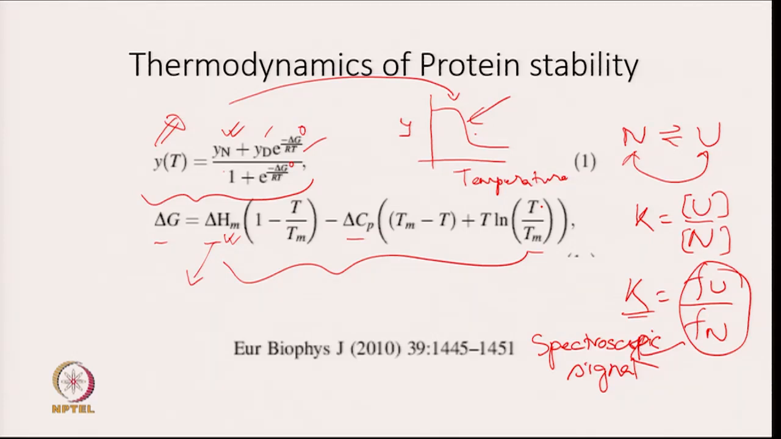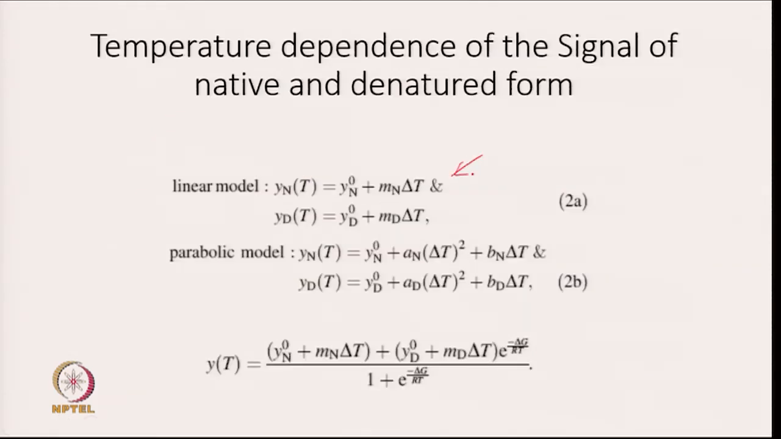So now we have delta G at a given temperature and delta H at a given temperature. So we can know delta S at the given temperature, and so we can tell whether this process N to U, if it is spontaneous, is driven by entropy or by delta H, that is, by enthalpy. We also need to know that Y_N and Y_D are also dependent on temperature. So we cannot simply put Y_N at a certain temperature here, because Y_N will change for each value of T, and that is given by this equation.